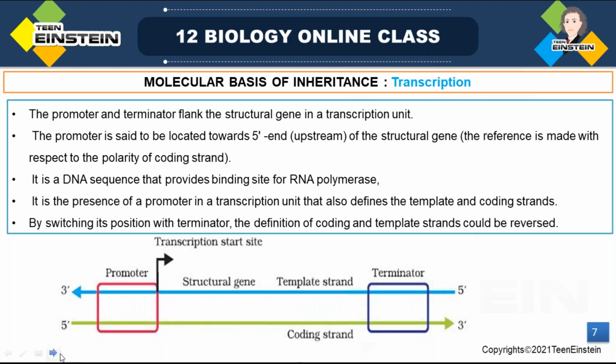Then the coding strand will be in the 5' to 3' direction of a promoter. So by switching its position with the terminator, the definition of coding and template strand could be reversed. As I said, the promoter will be present at the 5' end of the coding strand, and the terminator will be present at the 3' end of the coding strand.